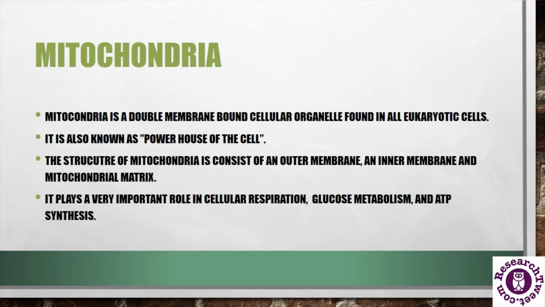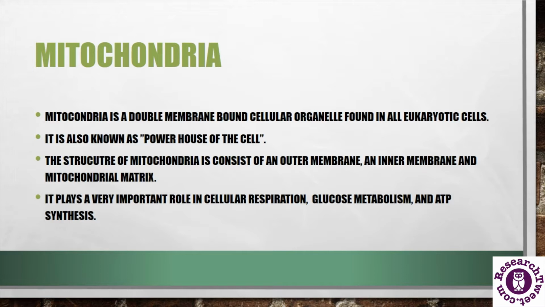Basically, the mitochondria is a double membrane bound cellular organelle which is found in all eukaryotic cells, but it is not found in prokaryotes. In eukaryotes, its main function is ATP synthesis, and we know that ATP is considered the energy currency for all cells. That's why it is also called the powerhouse of the cell. Now the structure of the mitochondrion consists of an outer membrane and an inner membrane.